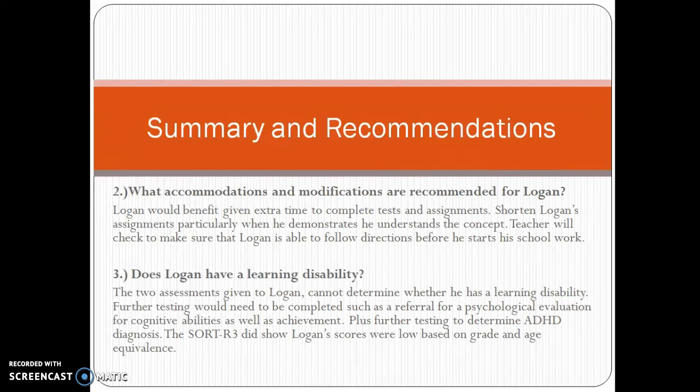Question 3. Does Logan have a learning disability? The 2 assessments given to Logan cannot determine whether he has a learning disability. Further testing would need to be completed, such as a referral for a psychologist evaluation for cognitive abilities as well as achievement, plus further testing to determine ADHD diagnosis. The SORT R3 did show Logan's scores were low based on grade and age equivalency.